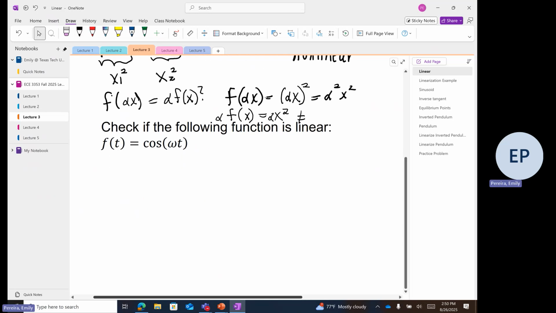Okay, let's check if the cosine function is linear. So in a similar way, now our input is t.